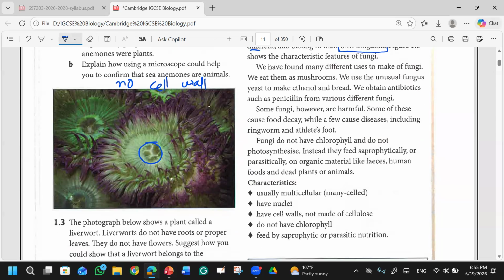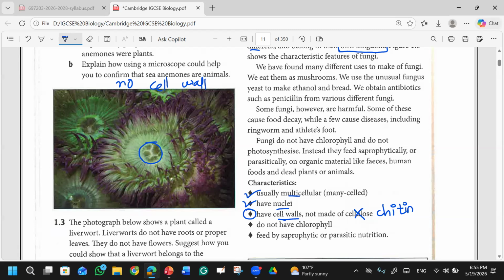The most important thing is, firstly, they are multicellular. They have a nucleus. So these are the similarities with the plant. But the third thing is important. They have a cell wall, which the plant also has, but the cell wall is not made up of cellulose. It is made up of chitin. Chitin is also a type of carbohydrate, but it has some other characteristics. It is a complex one. We will discuss it.